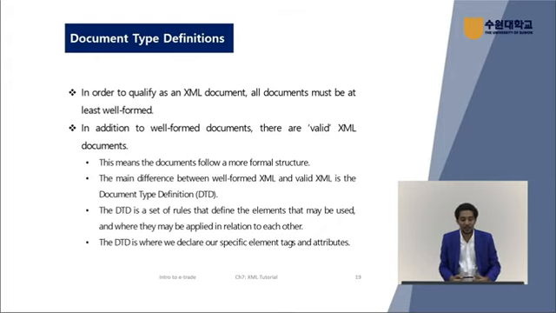So this means the documents follow a formal structure. And the main difference between a well formatted XML and a valid XML document is the document type definition, right? DTD. The document type definition is a set of rules that define the elements that may be used and where they may be applied in relation to each other. So the document type definition is where we declare our specific element tags and attributes, right?